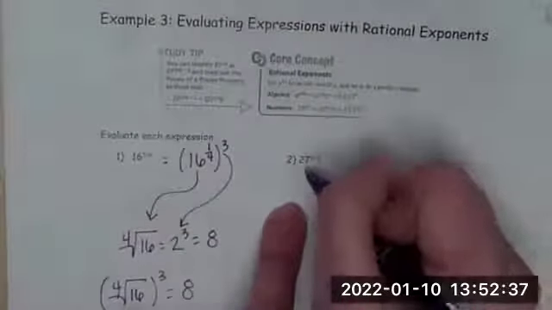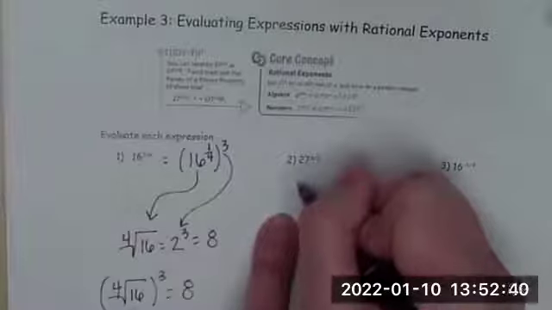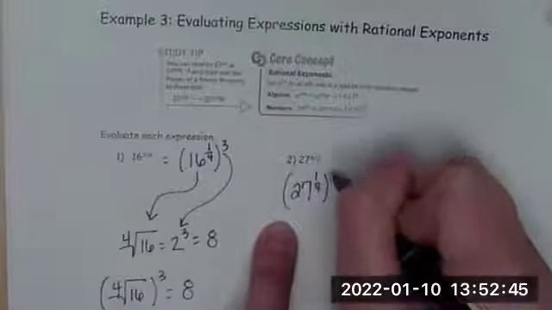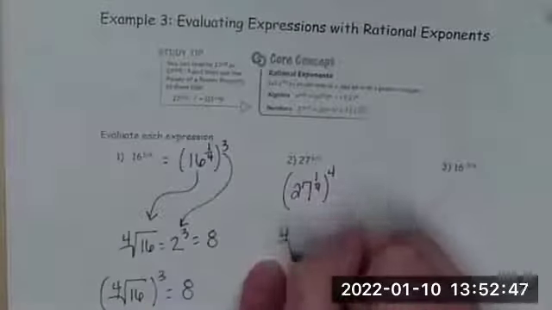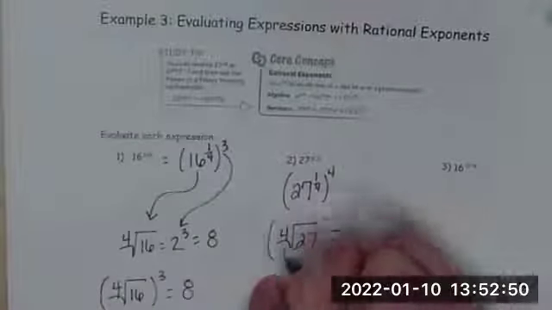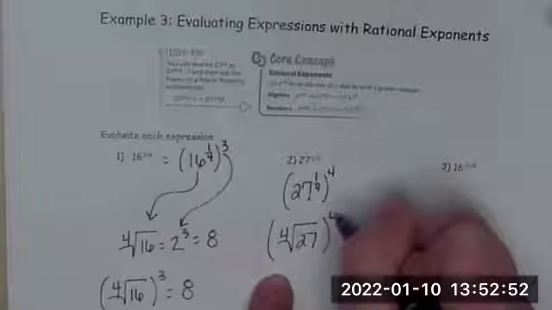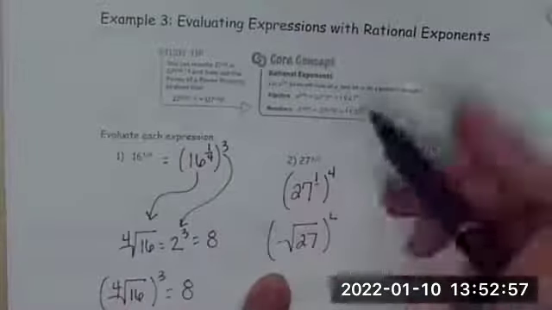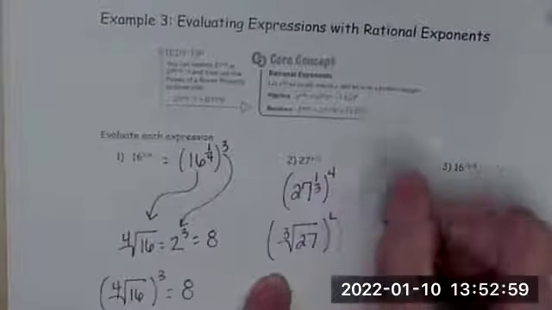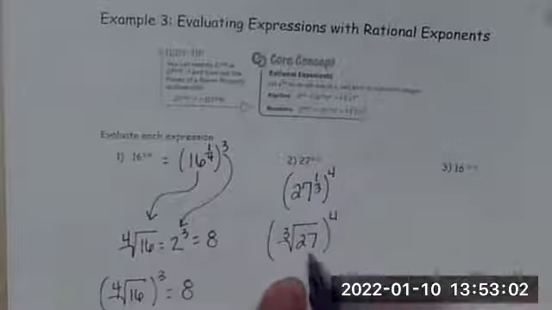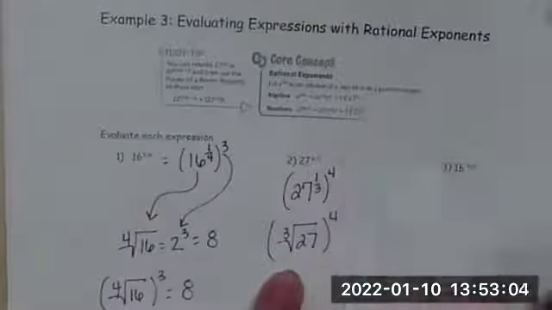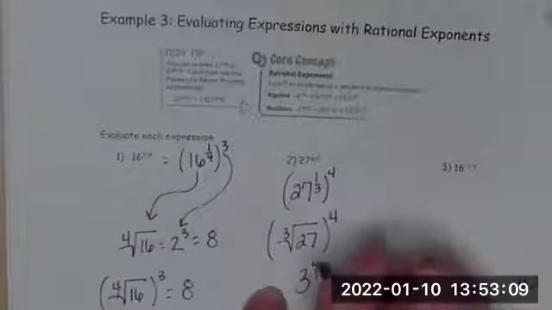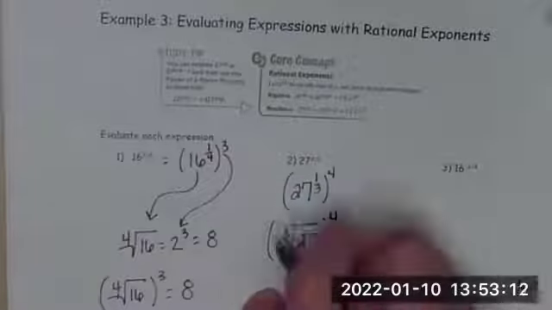Now, same thing here. This tells me that I've got 27 to the 1/3 times 4. So I have the cube root of 27, oops, I'm sorry, getting a little carried away here, I apologize, to the fourth. The cube root of 27 is 3, so 3 to the fourth power is 81.